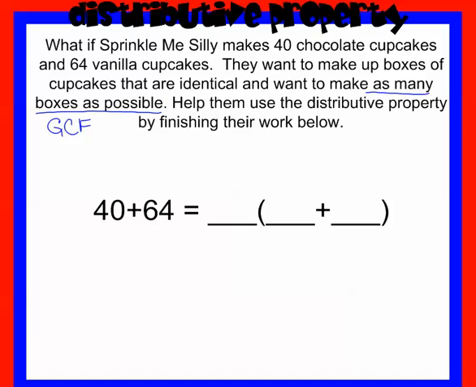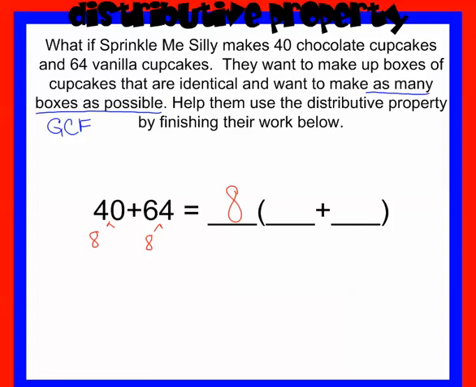So if I think about my greatest common factor for 40 and 64, I know that my greatest common factor is 8. I can divide 40 and 64 by 8 and get a whole number quotient. So I'm going to put that 8 right here. So I know that I can multiply something by 8 for each of these numbers.